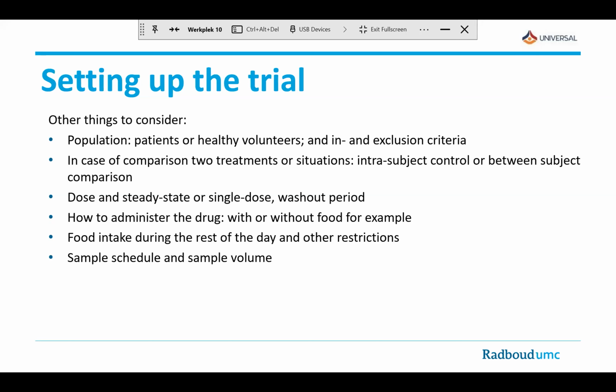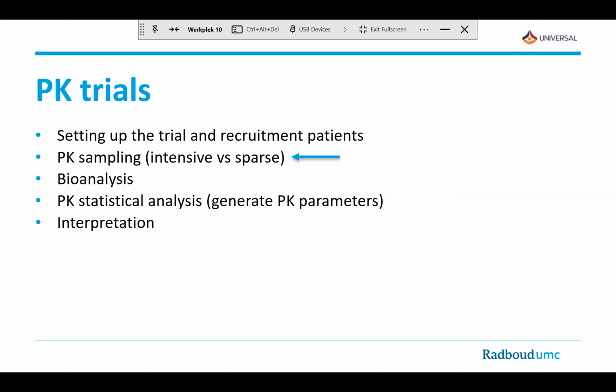Will it be in a fasting situation, or are you going to give it with food? And usually we take over what is mentioned in the patient leaflet, so in the label of the drug. You also have to think about the food intake during the rest of the day and other restrictions, because I think from Anne's talk, it also was clear that food may influence absorption over time as well. And you have to think about your sample schedule and sample volume, especially when we're talking about children.